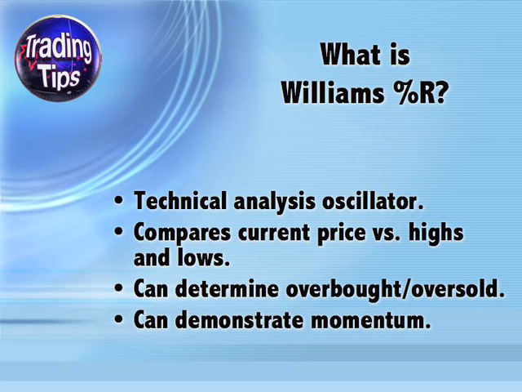So what is Williams Percentage R? Well, it's a technical analysis oscillator that works somewhat like stochastics. Williams Percentage R compares the most recent closing price of a stock to its high and low over the past variable number of days. The oscillator is on a negative scale from 0 to negative 100%. A value of 0 means the most recent closing price is equal to the high over the past X number of days, and a value of negative 100% means the price is equal to the low over that period.